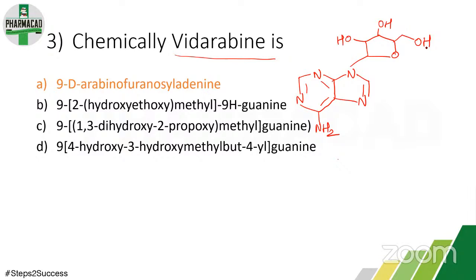Okay, you can see this structure is having the adenine ring. Out of all these options, the first option is having adenine as the parent ring, as a basic scaffold, whereas the second option is having guanine. So on this basis also you can conclude our answer, that is option A, 9-beta-D-arabinofuranosyl adenine, because this is the adenine nucleoside. Okay.